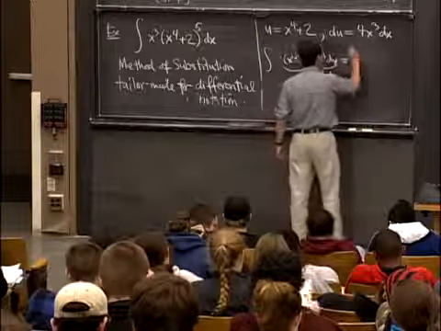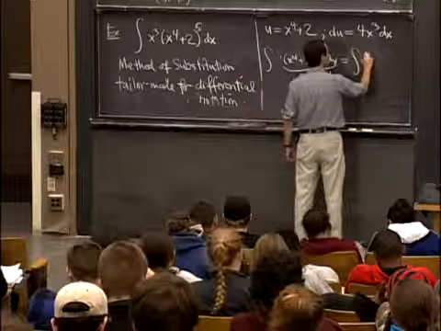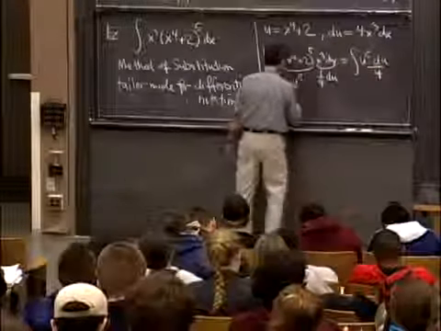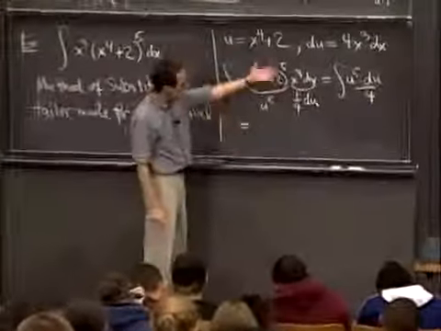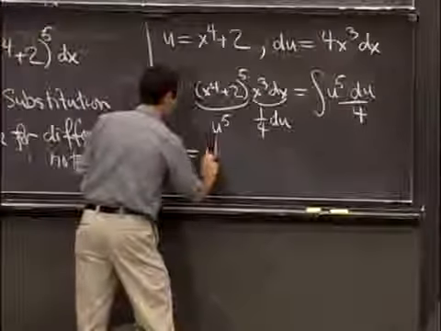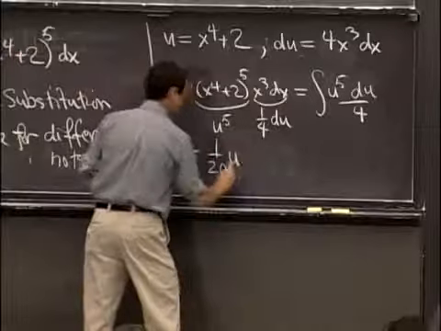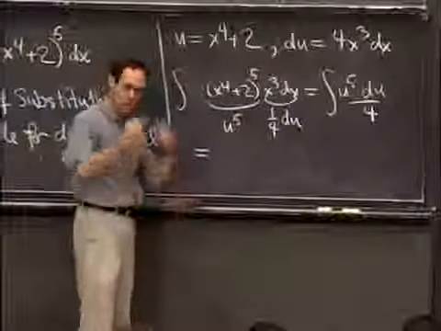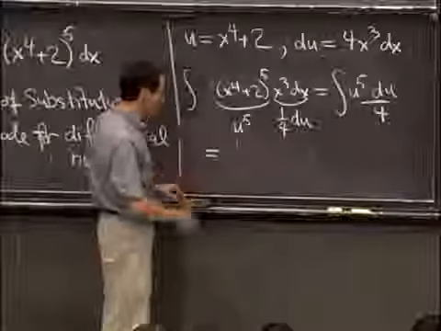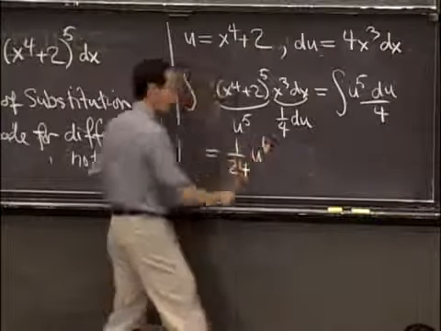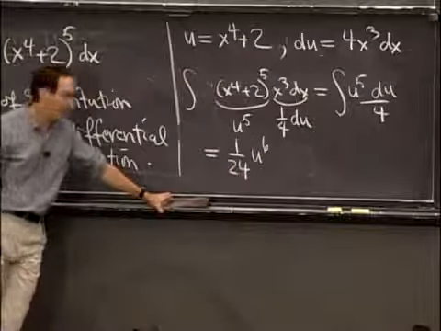So that makes it the integral of u to the fifth du divided by 4, and that's relatively easy to integrate. That is just a power. So let's see. It's just a 20th u to the, whoops, not a 20th. The antiderivative of u to the fifth is u to the sixth with a 1/6. So it's 1 over 24 u to the sixth plus c.